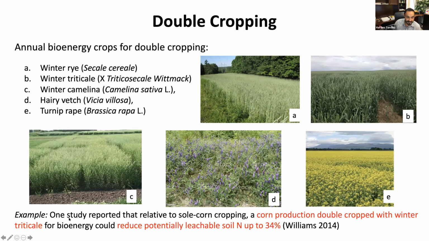In one of the studies, at the bottom, there's an example which shows that, compared to the sole corn cropping system, corn production doubled. Double cropping with winter triticale can reduce up to 34% of the nitrogen loss that can be leached into the soil.